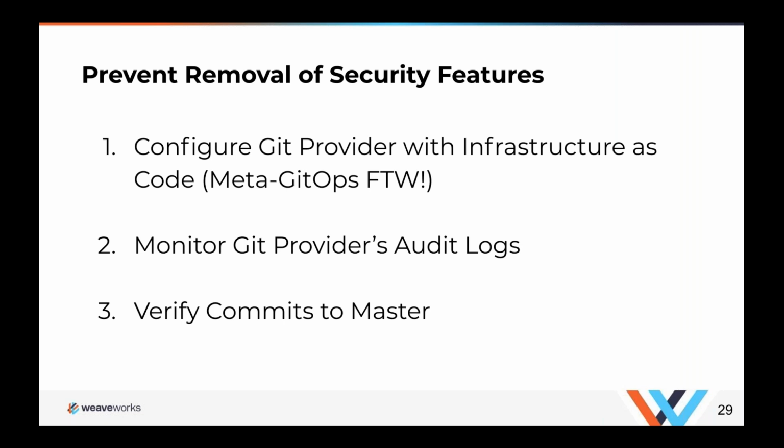And then it goes without saying, some of the standard stuff that we're talking about here: monitoring the Git providers' audit logs. Every serious provider is going to be sharing some audit logs that you can look through, that you can alert on, etc. Verifying commits to master, make sure that the signature is correct, make sure that the SHA keys are done correctly, which Git will do out of the box.